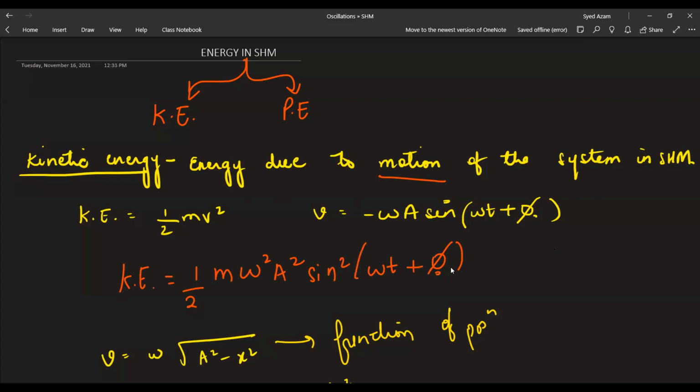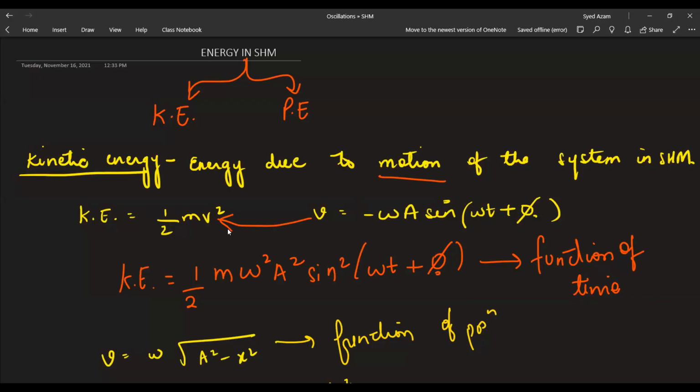this will be the equation as a function of time, because this is the function of time. See, this we already discussed, that this is the velocity as a function of time. So this is the kinetic energy as a function of time. We have done nothing. We have just put the value of velocity in our usual equation.